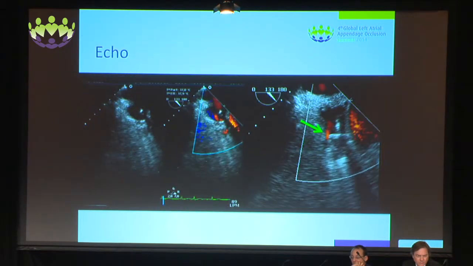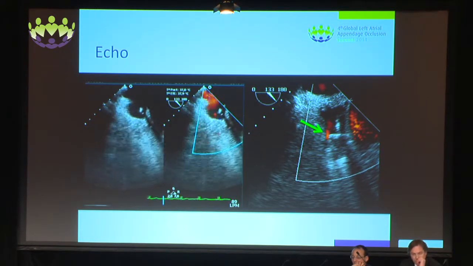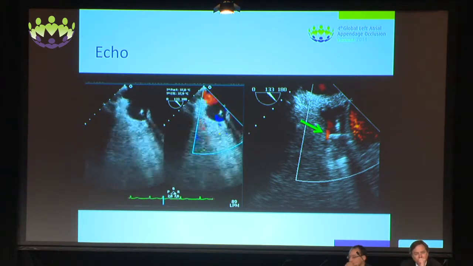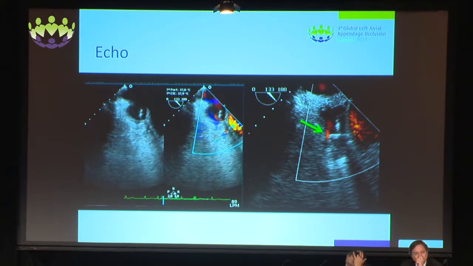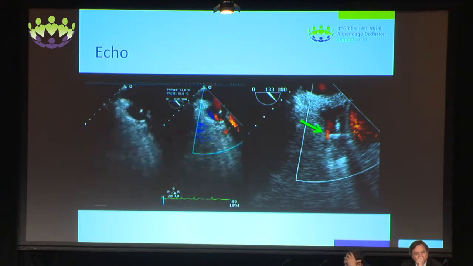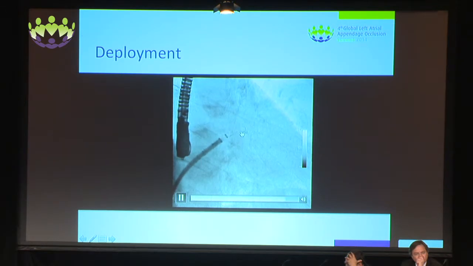We check in echo. This is the only projection, the 135 projection, in which we can see that there was a leak, a gap, and it was smaller than 2 millimeters, so we decided to release it at this point. You can see here the release of the device. And let me point out that if you pay attention to the screw, as soon as we release it, it moves a little bit, it rotates.